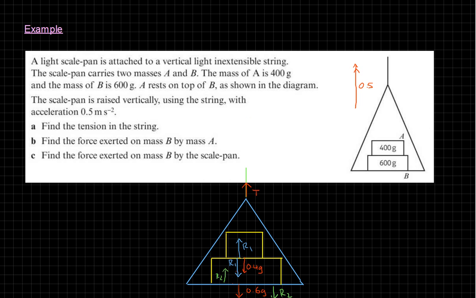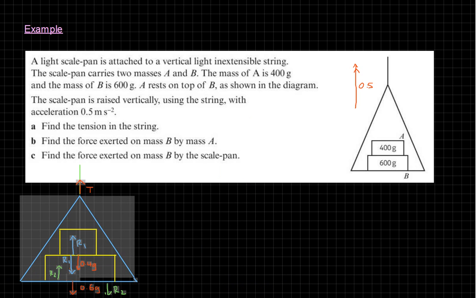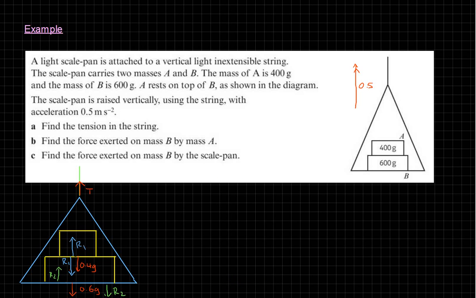Right, so we've got that picture. I'm going to set that to one side, and then we're going to actually try and answer the question. So, find the tension in the string. Let's consider the whole system. I'm going to resolve vertically. Let's say up is positive. Okay, and I'm going to do the whole system.